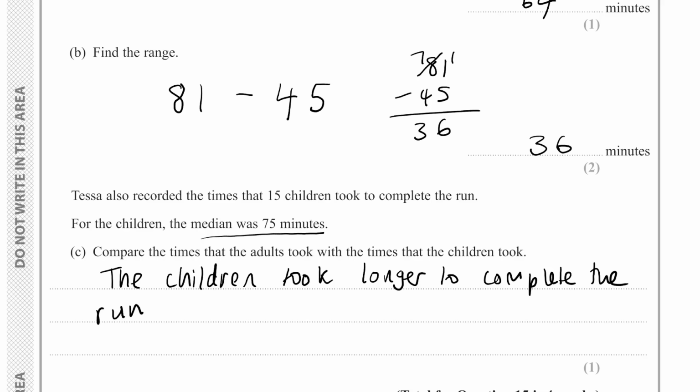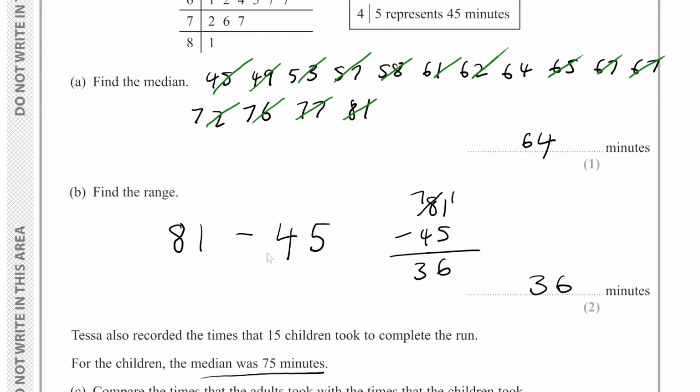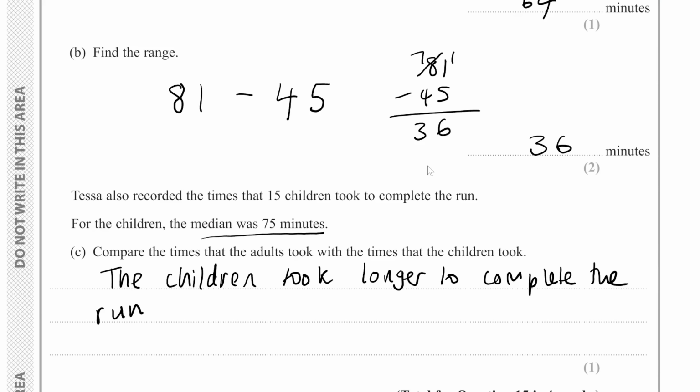So I'm just comparing the 75 with the 64, but I'm giving my answer in context of the question. So it was about how long they took to complete a run. So I've given my answer as not only this number is bigger, but that means they took longer to complete the run.